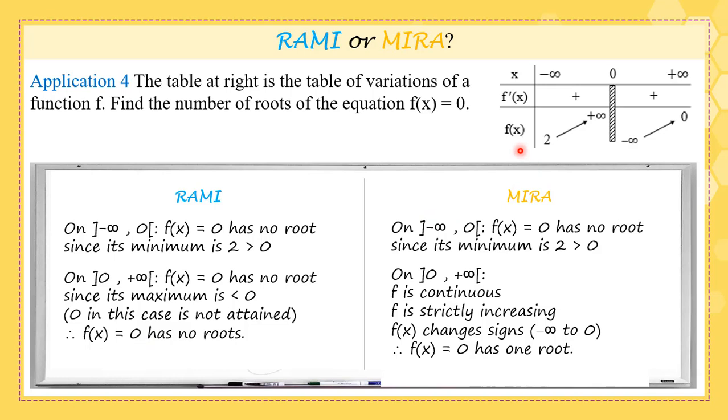If we just analyze it from the table, this is f of x. It varies from 2 plus to positive infinity and from negative infinity to 0 minus. It can never attain 0.